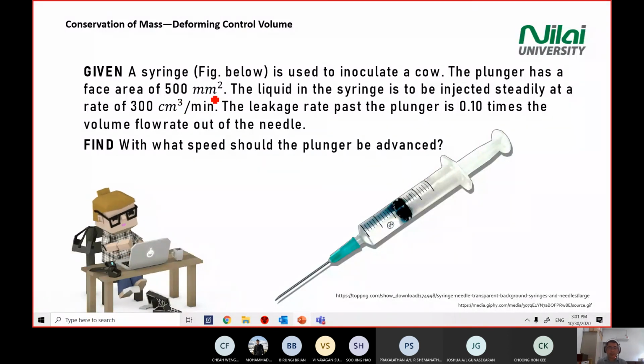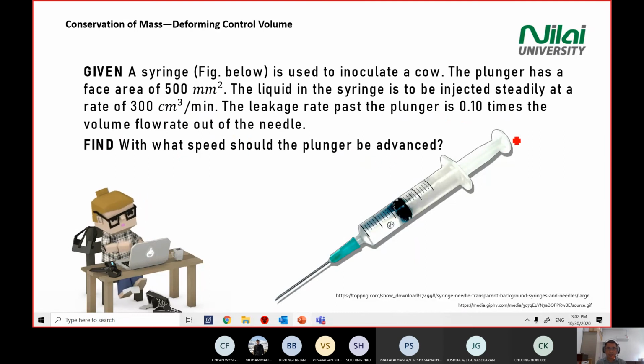Purposely put in mm². So liquid is injected steadily at the rate of cm³ per minute. Again, be careful of the unit, per minute. And we have a leakage. The leakage past the plunger is 10% of the volume, 0.1 times the volume flow rate out of the needle. So we need to find with what speed should the syringe be advanced.